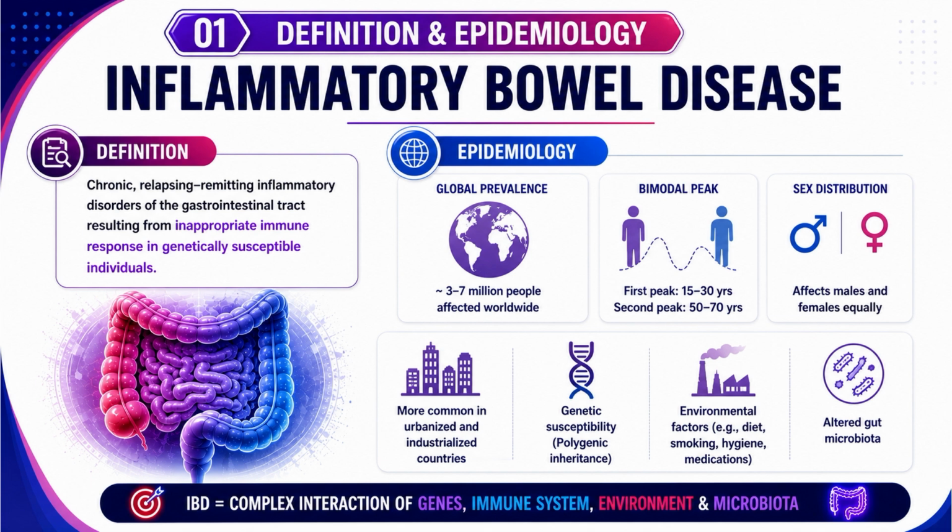Now, coming to the epidemiology, around 3 to 7 million people are affected. The disease commonly shows a bimodal age distribution, first peak between 15 to 30 years, second between 50 to 70 years. IBD affects males and females equally. It is more common in urbanized and industrialized countries. Now, why does the disease occur? There are multiple factors contributing: genetic susceptibility, environmental triggers like diet, smoking, hygiene, medication, along with altered gut microbiota. So, the key concept to remember is that IBD results from a complex interaction between the genes, immune system, environmental factors, and gut microbiota.